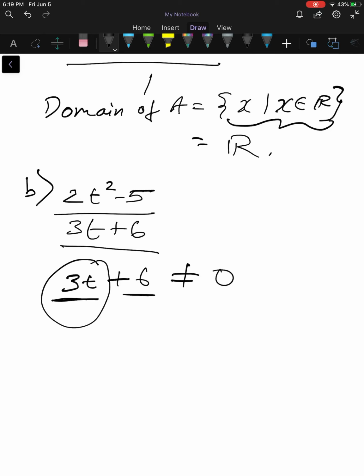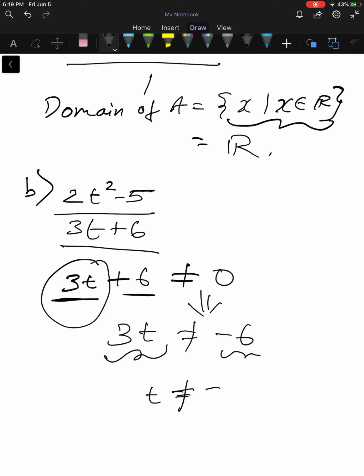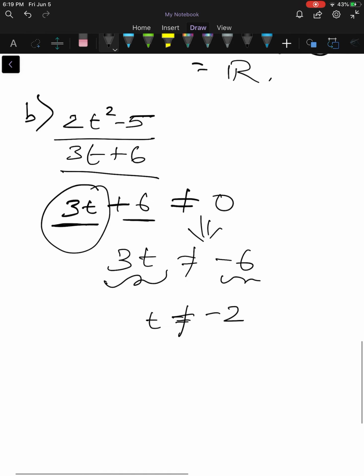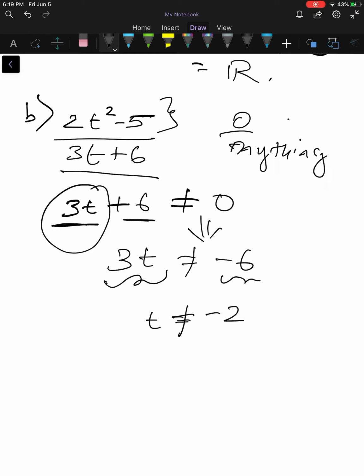So 3t should not be negative 6. When can 3t be negative 6? When t is negative 2. So t cannot take negative 2 as a value. It doesn't matter what happens in the numerator, because a numerator can be 0. 0 by anything is 0. But numerator and denominator together cannot be 0.